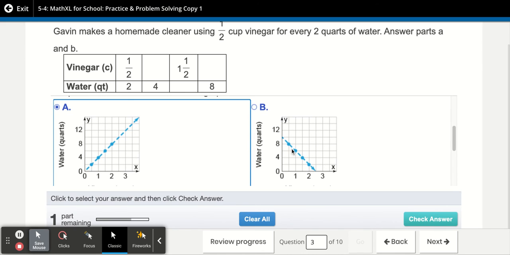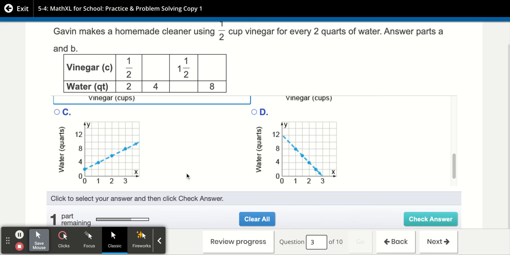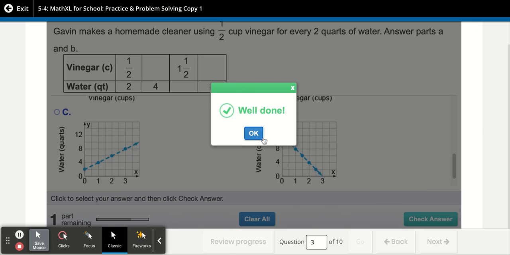That matches all of our points. B decreases. So that means as you add more vinegar, you decrease the number of quarts of water. That doesn't match our table. The same reasoning applies to D. And right here in C, for 0 cups of vinegar, you would need 2 quarts of water, which we know is not the initial ratio we start with. So it's option A for us.